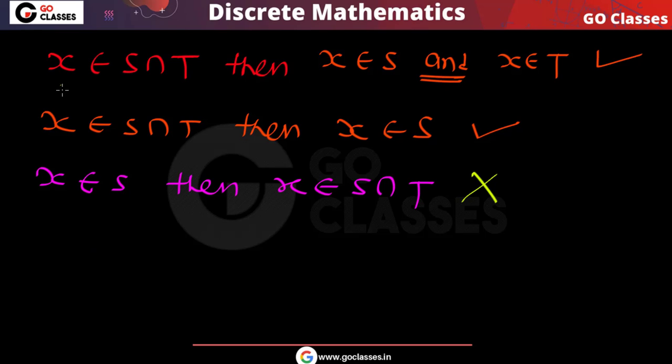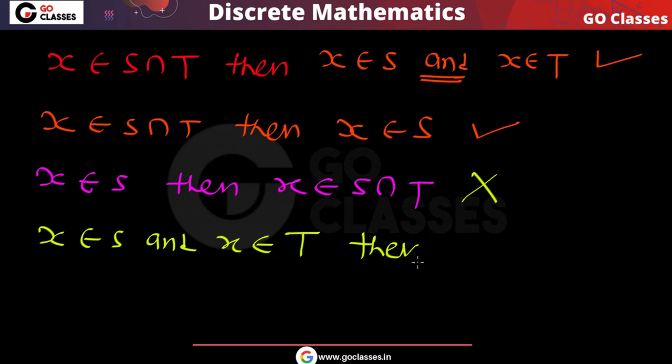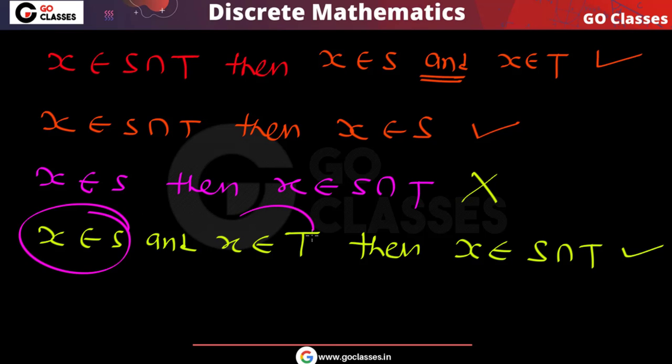And what about the reverse of this statement? If I say that X belongs to S and X belongs to T, then what can you say? Then I can definitely say that X belongs to S intersection T, because X is in S comma T. X is present in both these sets, so X will be present in the intersection.